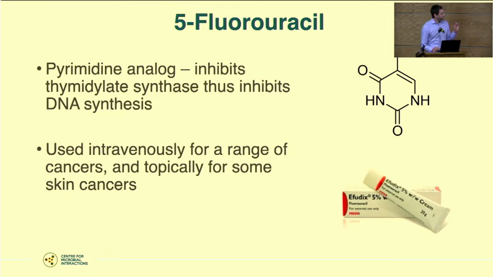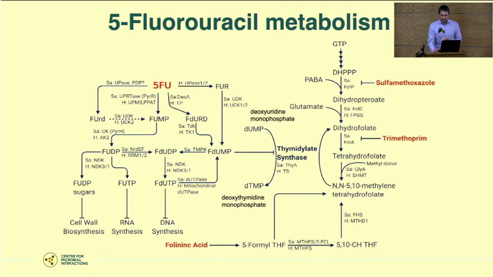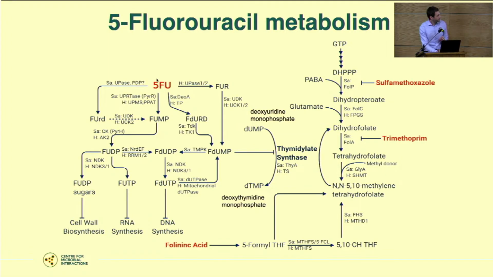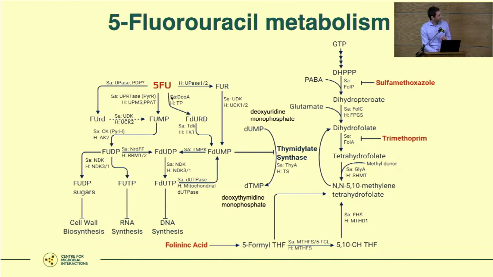Now, how does 5-fluorouracil work in this way? So a postdoc of mine put together this figure which shows how 5-fluorouracil is metabolized. If we have 5-fluorouracil up here, this shows the pathway through which it can be metabolized to other molecules. And the labels on the step here, where it says SA, that is the Staph aureus enzyme that catalyzes that reaction. And the H is the human enzyme that catalyzes that reaction.